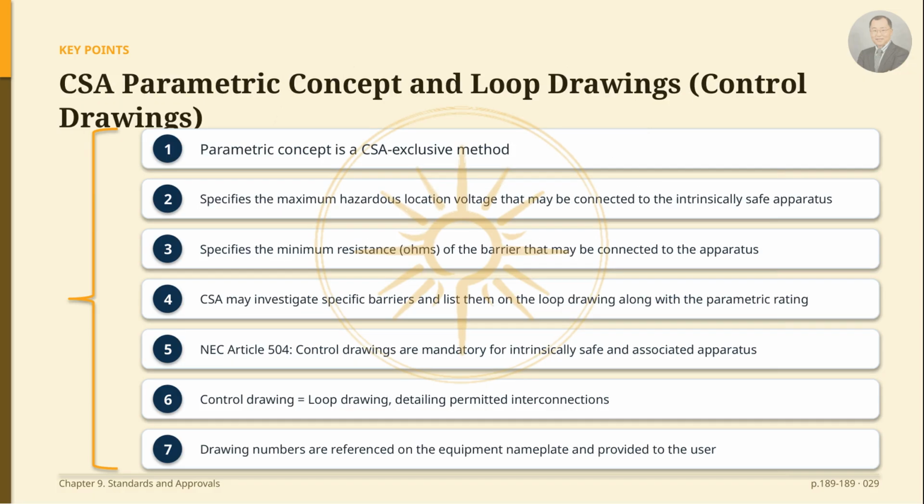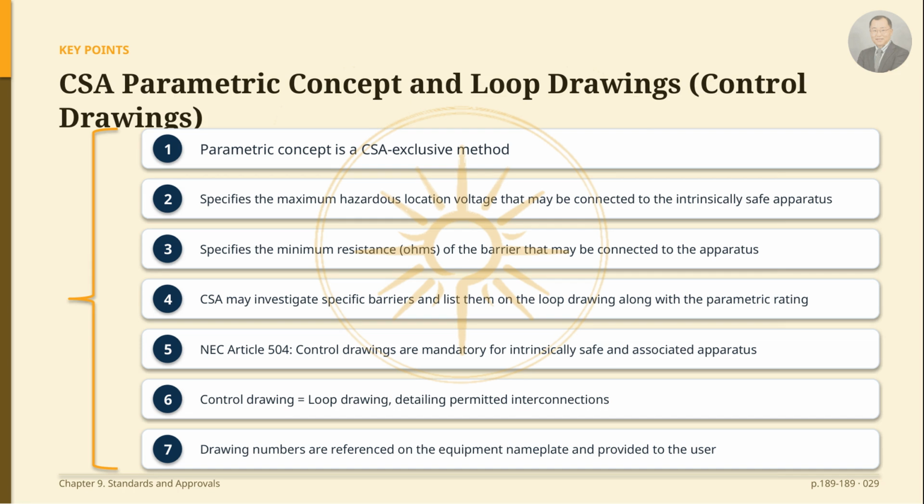I'll now introduce the parametric concept, which is exclusive to CSA, and the loop schematic. In the parametric concept, 2 values are defined for intrinsically safe apparatus. First is the maximum hazardous location voltage that may be connected to the apparatus, and second is the minimum resistance of the barrier that may be connected to the apparatus, measured in ohms. Additionally, CSA may directly investigate specific barriers and list those results on the loop schematic along with the parametric rating.